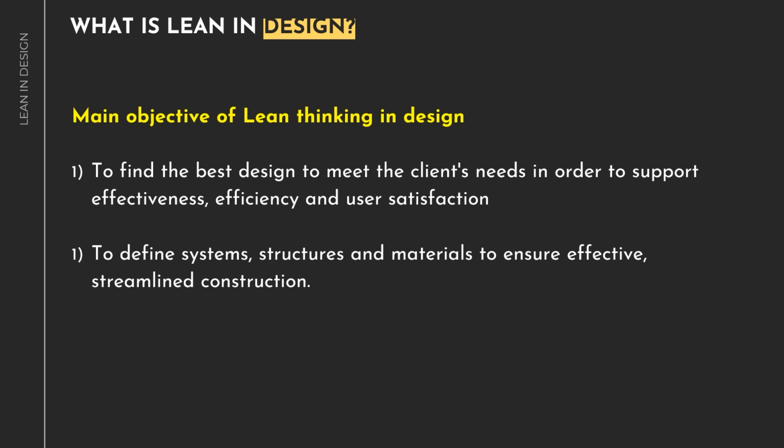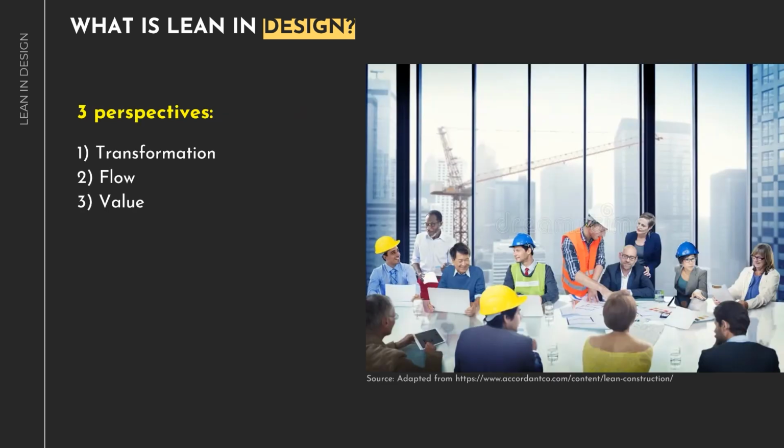The main objectives of Lean thinking in design aim to find the best design to meet clients' needs and to define systems, structures, and materials that ensure efficient construction. Transformation, flow, and value are the three perspectives in Lean design.